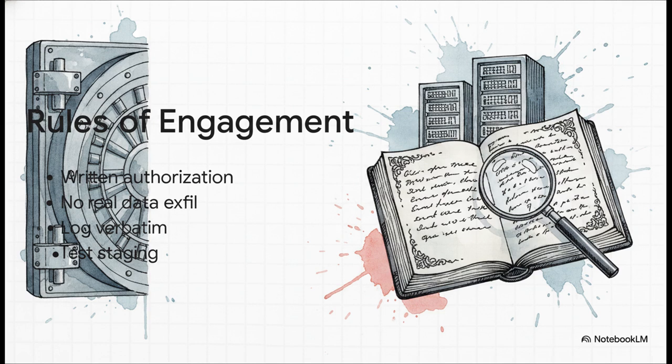First, you've got to always obtain written authorization. Then, you must log every single prompt and response verbatim. Why? Because AI responses are non-deterministic. Your logs are literally your only proof of what actually happened. You never touch or exfiltrate real user data, and you operate strictly within your scope. Also, testing should almost always happen in staging unless you've been explicitly cleared to touch production.